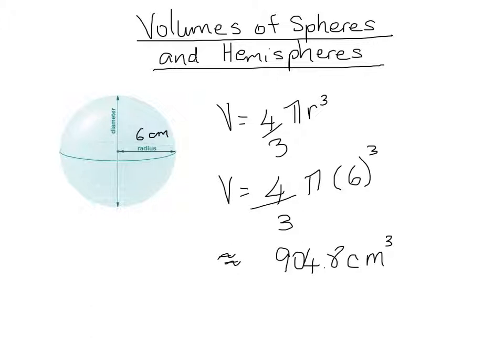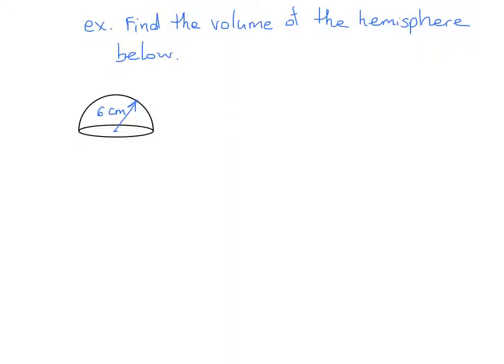Finding the volume of a hemisphere is pretty similar. All you have to do is half that. But let's just look at an example really quickly. Here's a question asking us to find the volume of a hemisphere. As you may know, a hemisphere is half of a sphere. So for that reason, you could either find the volume of the sphere and then just half it, like we did before, or you can switch the formula just a little bit and write down the volume of a hemisphere formula.